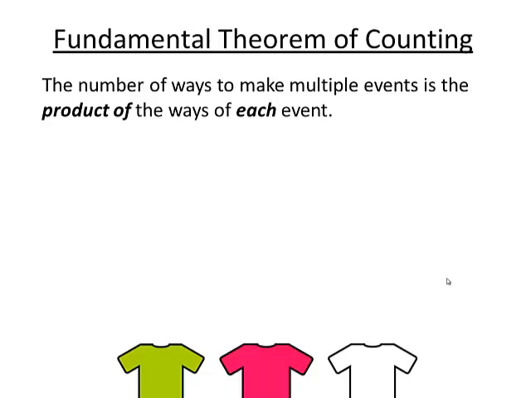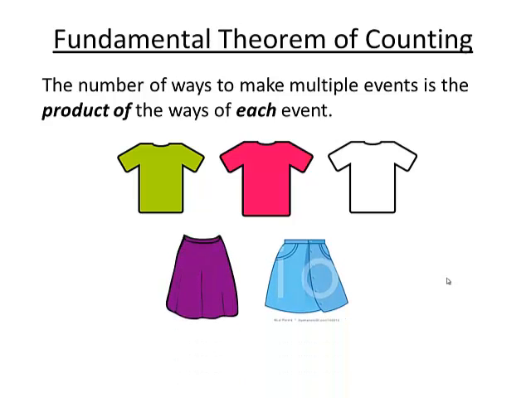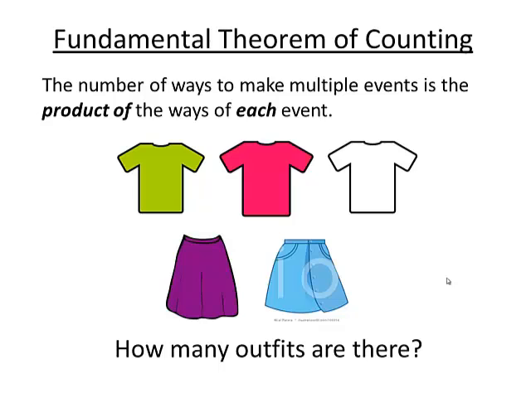Let's say Karen bought 3 tops at the mall, and she also bought 2 skirts. How many outfits are there? She could wear each one of the tops with each one of the skirts, which makes 6 outfits. So the fundamental theorem of counting just says there are 6 outfits because it's 3 times 2. You take the individual events and you multiply them. There's 3 different tops, 2 different skirts. 3 times 2 is 6 different outfits. And that's what we'll be using most of the time in this section on the counting principle.